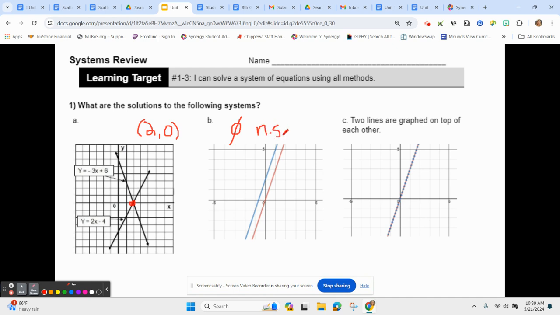Either way works. For letter C, here we've got two lines that are graphed on top of each other. So they are completely clones. They are identical. And so when that happens, we know that they're the same line, and so they have infinite solutions. Infinite solutions means that every single point on them matches. That is our first question.